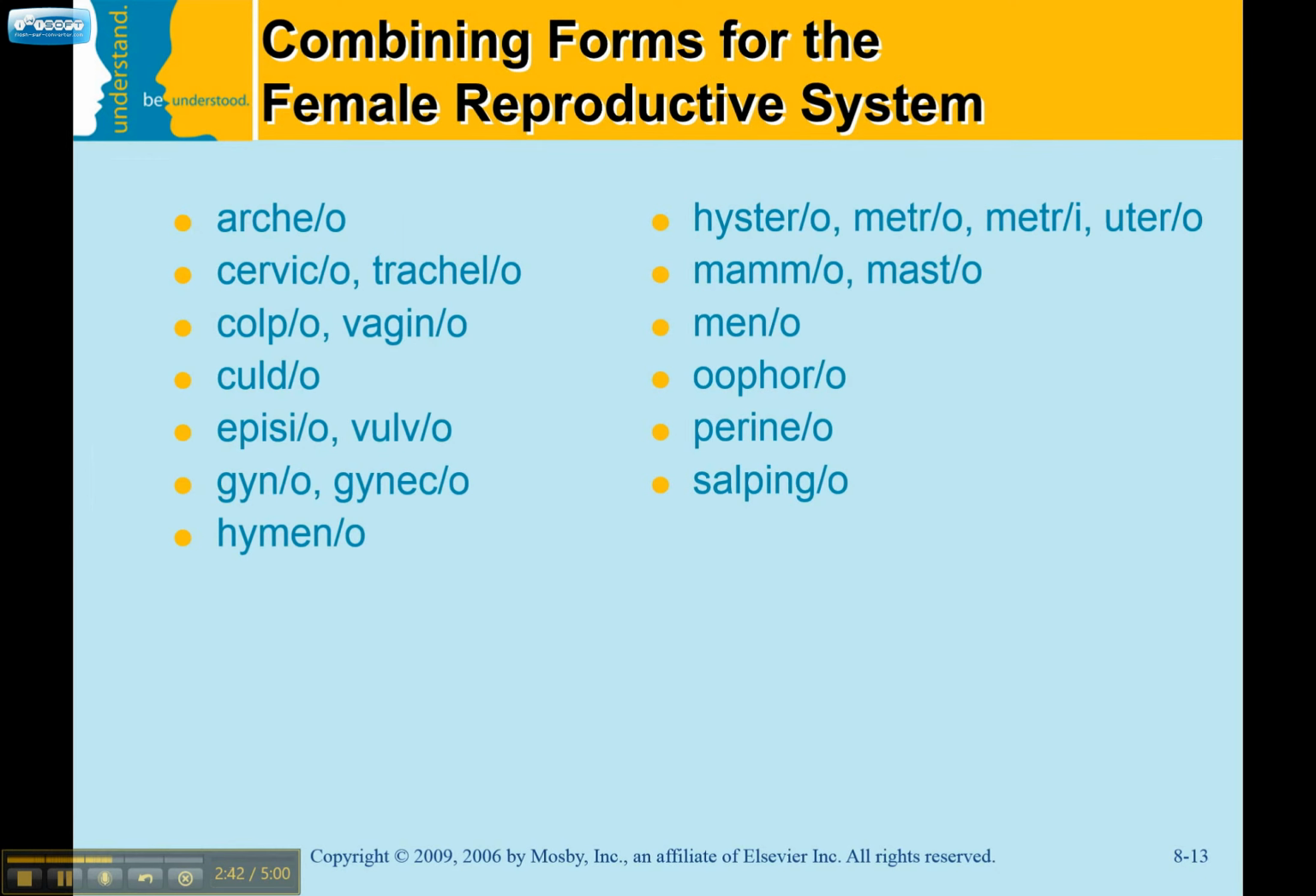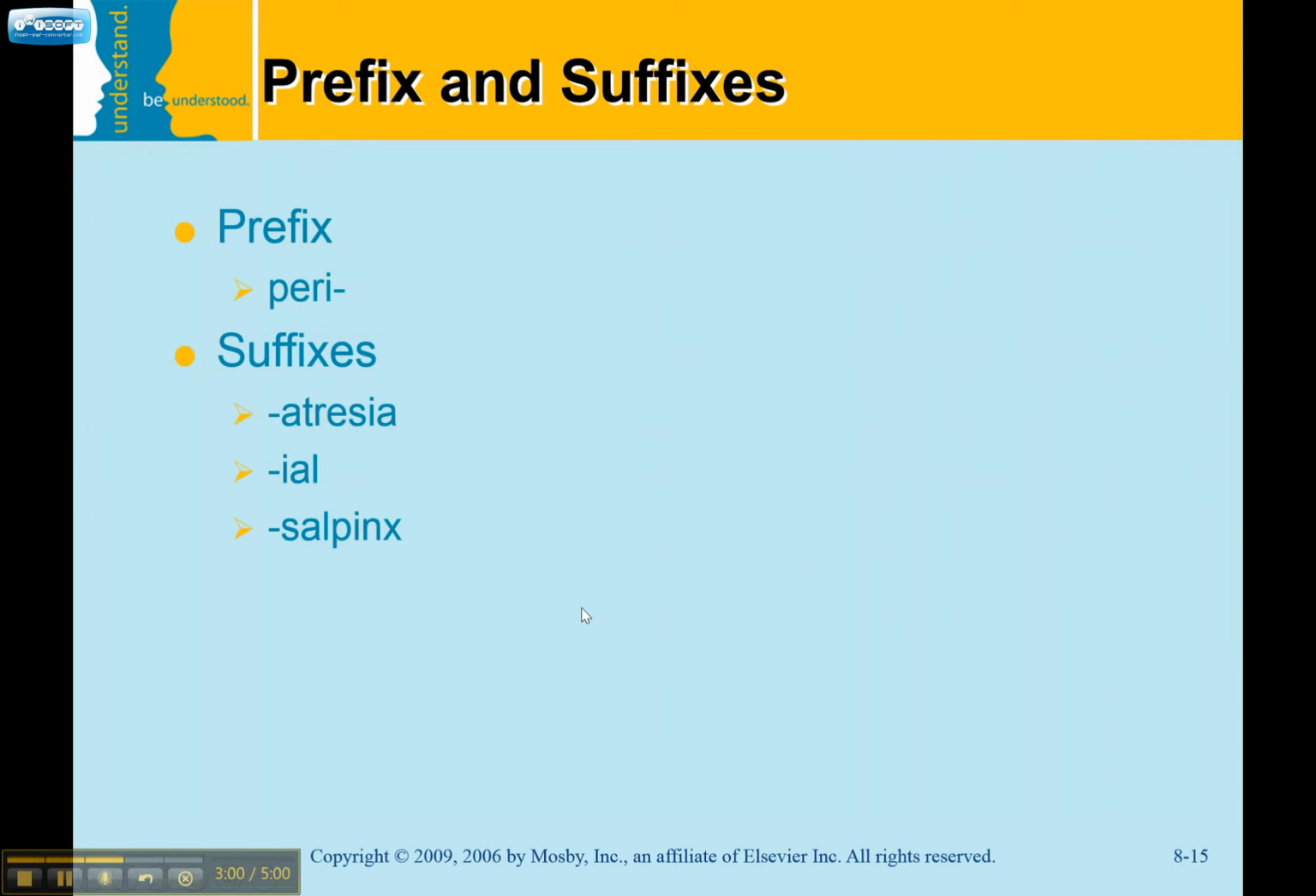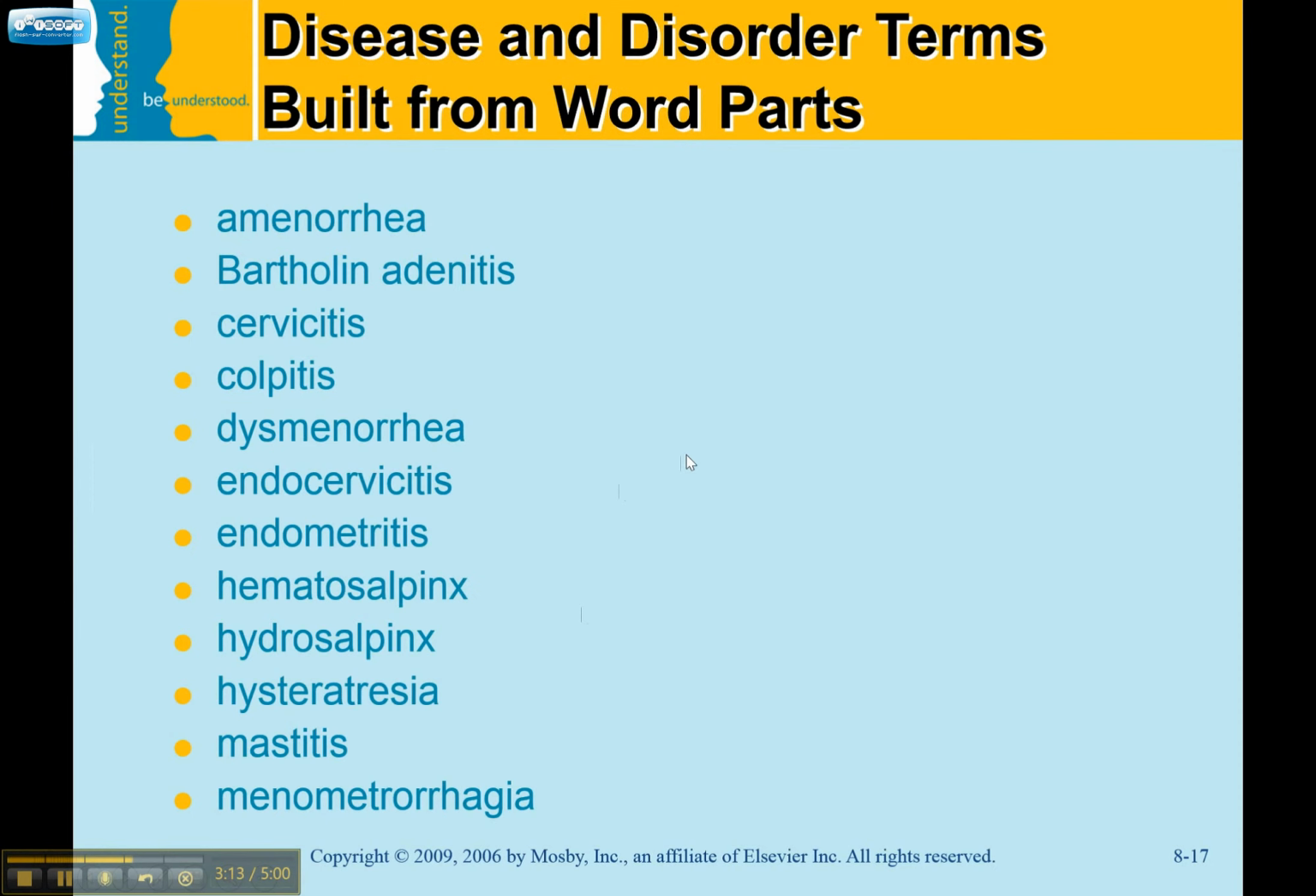We have lots and lots of reproductive system combining forms for the female system. As you can see, we have several that mean the same thing, like these all mean the same thing. These mean the same. So you notice there's usually more than one for meaning the same part of the reproductive system. The prefixes, we just have one, peri. Suffixes, atresia, isle, and salpinx. Please, please know these, especially salpinx, because that's going to be used in a lot of terms.